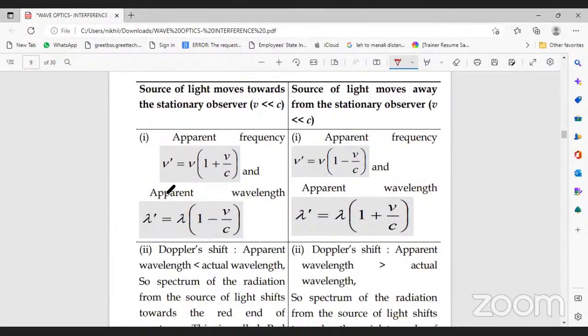Now let us take up the first case. You can observe the first case. The source of light is moving towards what?